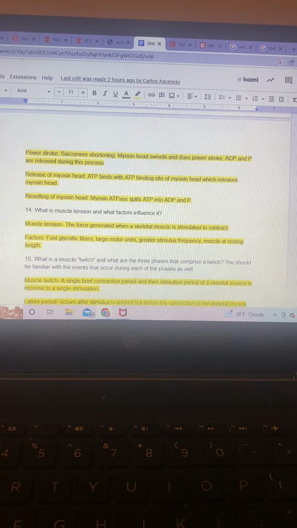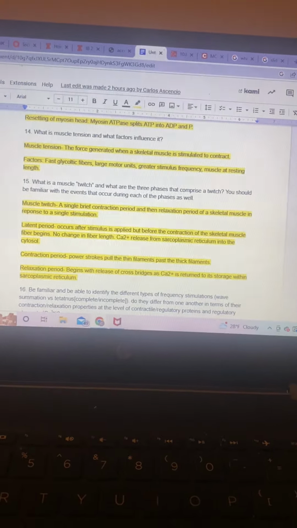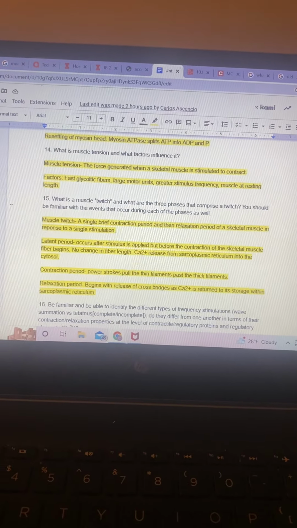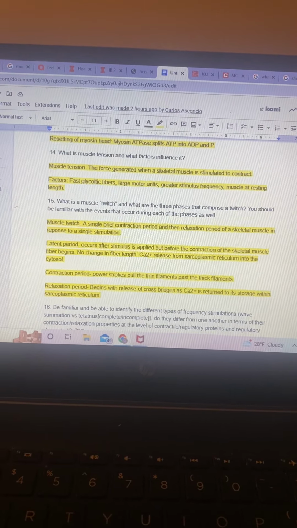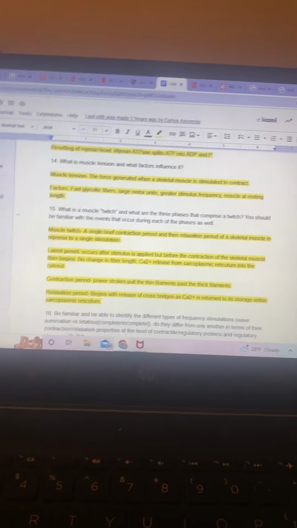Okay, what is muscle tension? It's the force generated when a skeletal muscle is stimulated to contract. What are the factors? There are 4: fast glycolytic fibers, large motor units, greater stimulus frequency, and muscle at resting length.